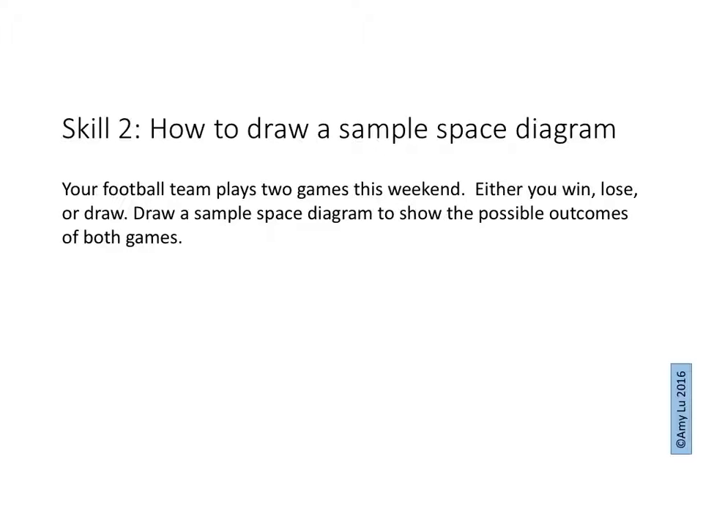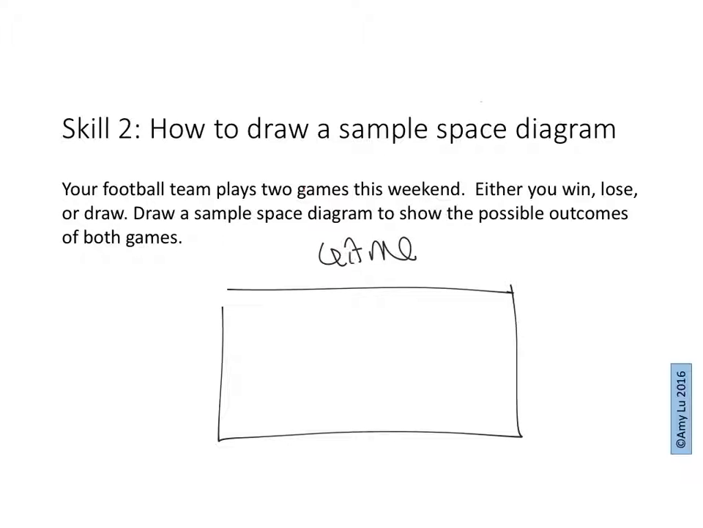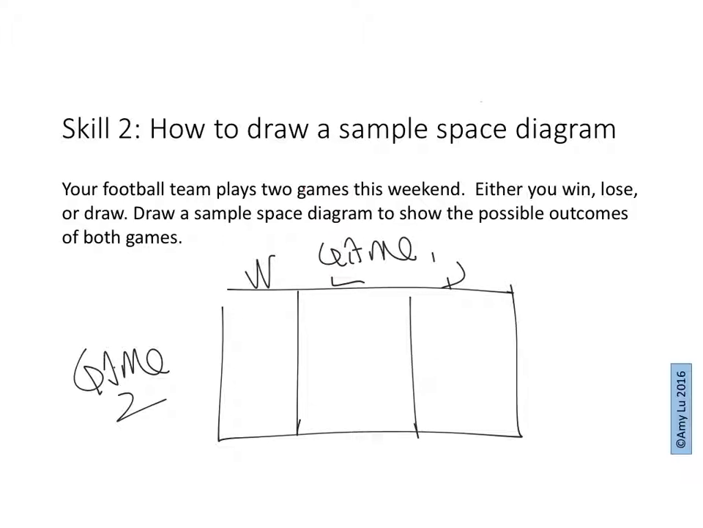So at this time, go ahead and pause and try to do this situation here, where your football team plays 2 games this weekend. Either you win, lose, or draw. Draw a sample space diagram to show the possible outcomes. So this is what you do. You draw your rectangle. You have game number 1, and then you have game number 2. In game 1, you either win, lose, or draw. In game 2, you either win, lose, or draw.